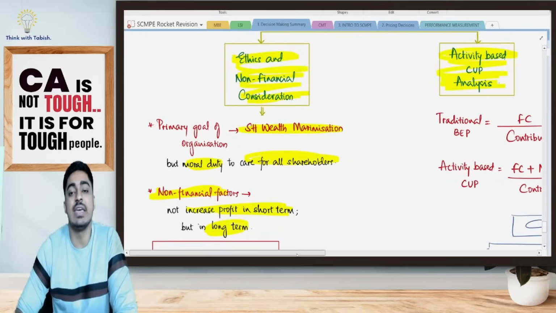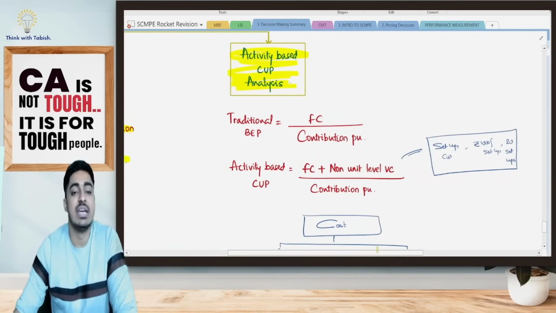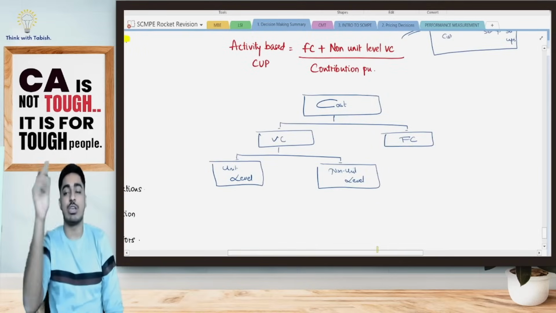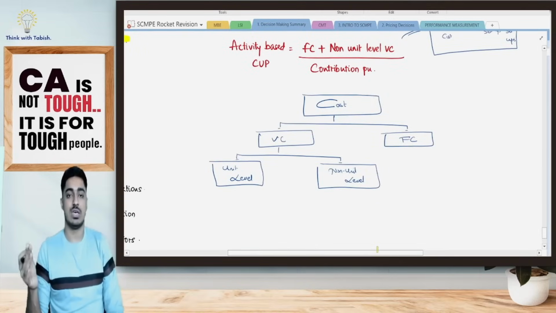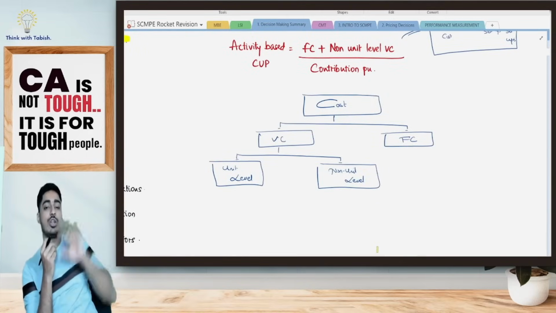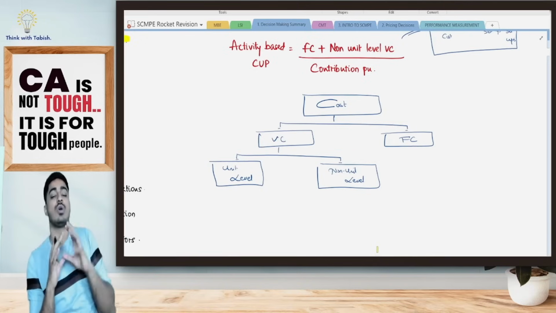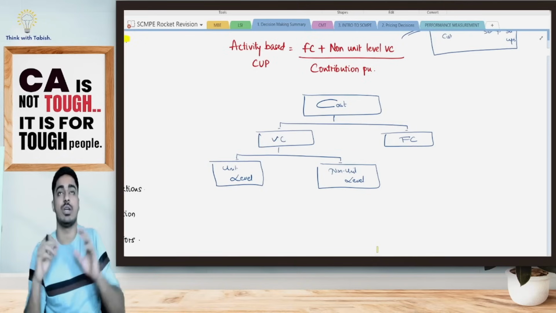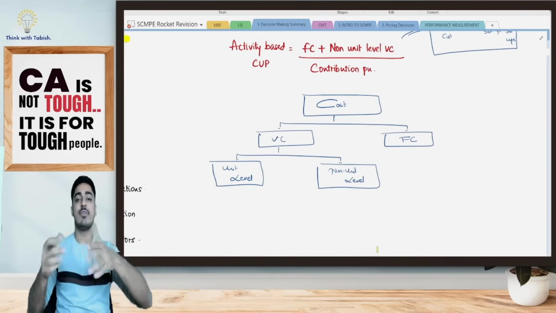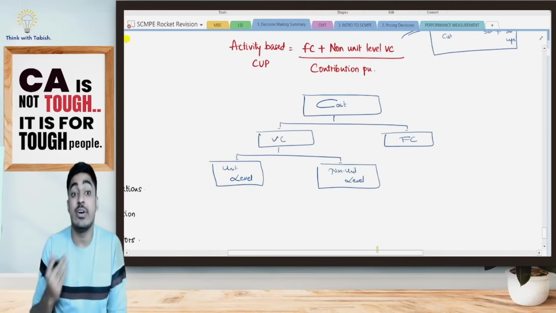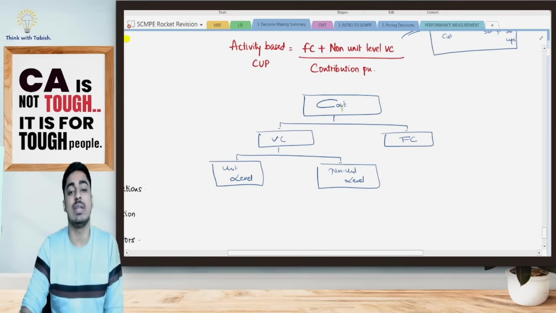Next we are having activity-based CVP analysis. Traditionally, what we were doing, we were telling my cost will be either variable cost, fixed cost. Variable cost, while I'm calculating my contribution, I'm already considering that. So ultimately, in order to achieve my break-even point, how much fixed cost I should absorb divided by my contribution per unit. However, in case of activity-based costing, what I'm telling, cost could be fixed cost to variable cost.